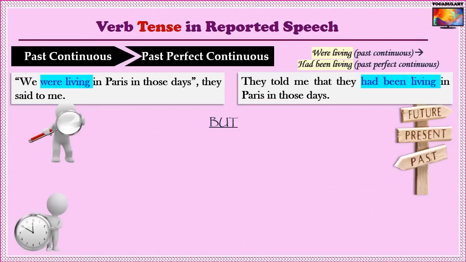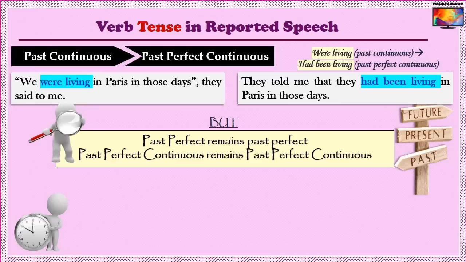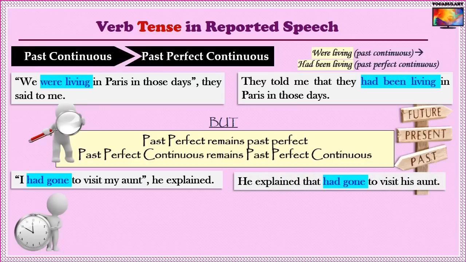But a word of caution here. These two tenses remain the same. Past perfect remains past perfect. Past perfect continuous remains past perfect continuous. So, for instance, the sentence, I had gone to visit my aunt, he explained, would look like, he explained that he had gone to visit his aunt. Note that the verb phrase had gone, which is past perfect, remains the same in indirect speech.